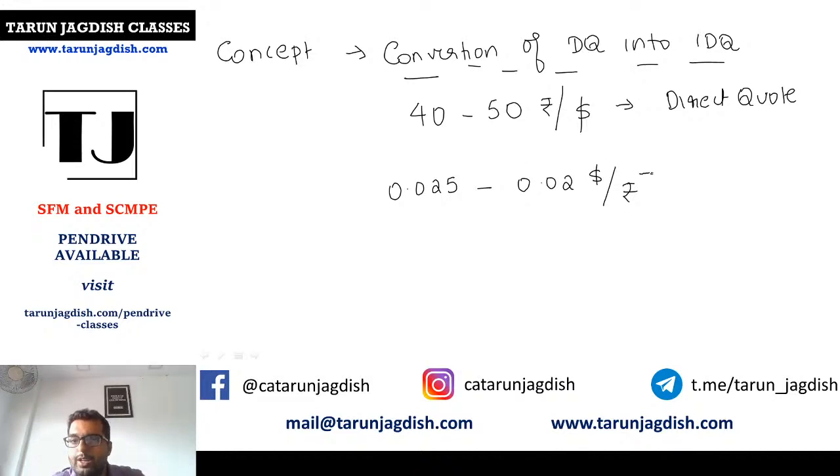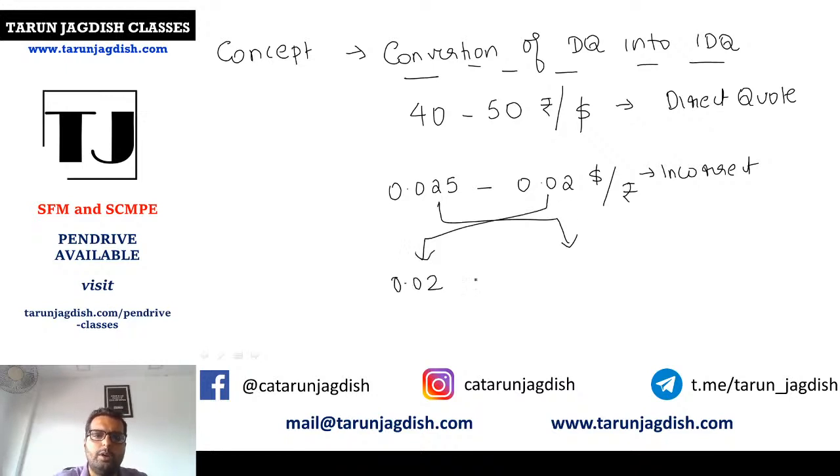Friends, this quote is incorrect. Why? Because this quote is telling that the bank will buy at 0.025 and sell at 0.02. So every time the bank buys at 0.025 and sells at 0.02, the bank will make a loss, and if the bank continues like this, all banks will become bankrupt. So this is not the right quote. After you do 1 divided by, we should ideally interchange the position. 0.02 should come over here, and 0.025 should come over here. This is the correct indirect quote.